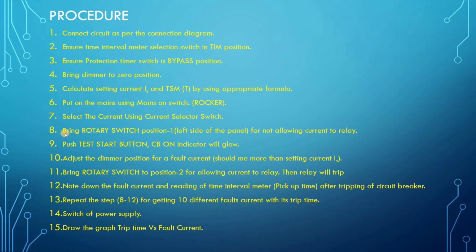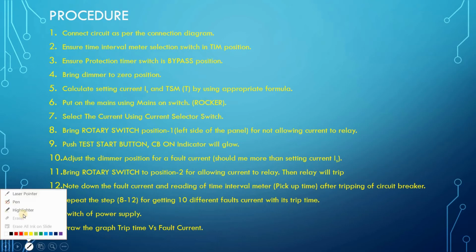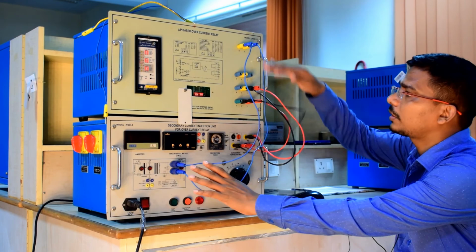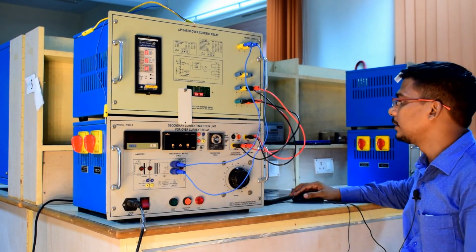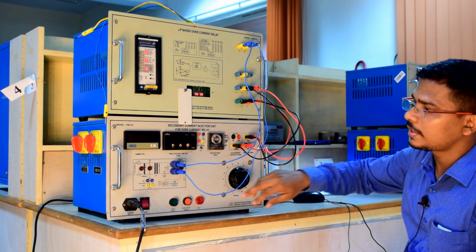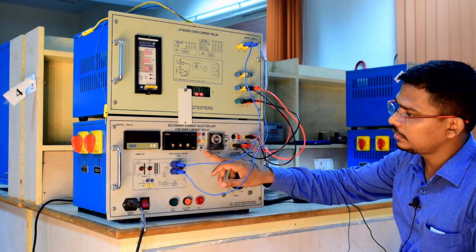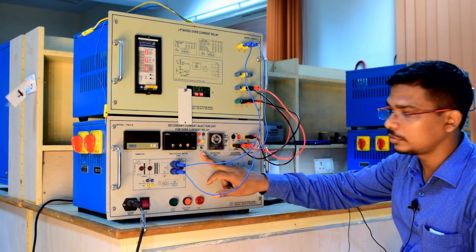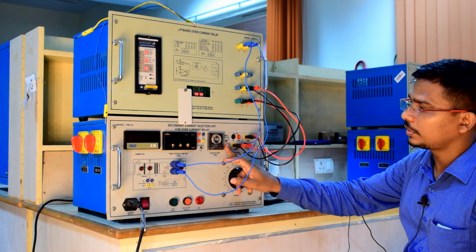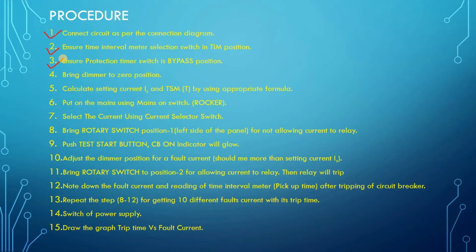Right now, if you see the procedure, first we have to connect the circuit as per the connection diagram. As you can see, we have already connected the circuit here. That is ready. Next, ensure the time interval meter selection switch is in pin position, as we have already done. Then ensure the protection timer is bypassed. Here the protection timer switch is in bypass mode.